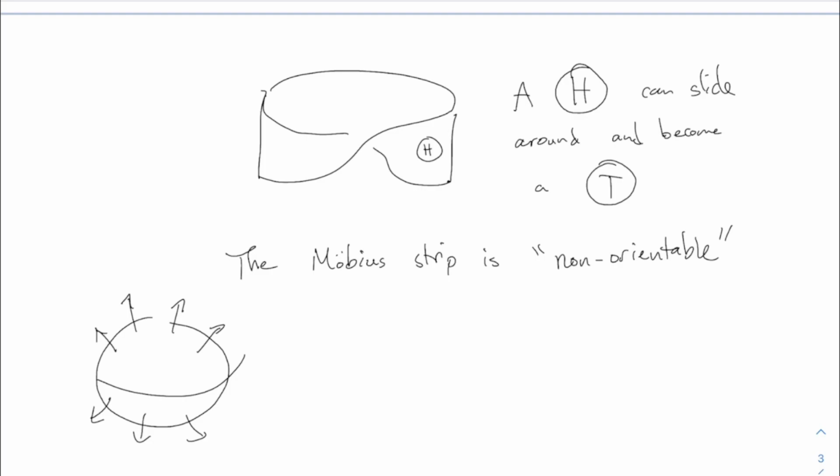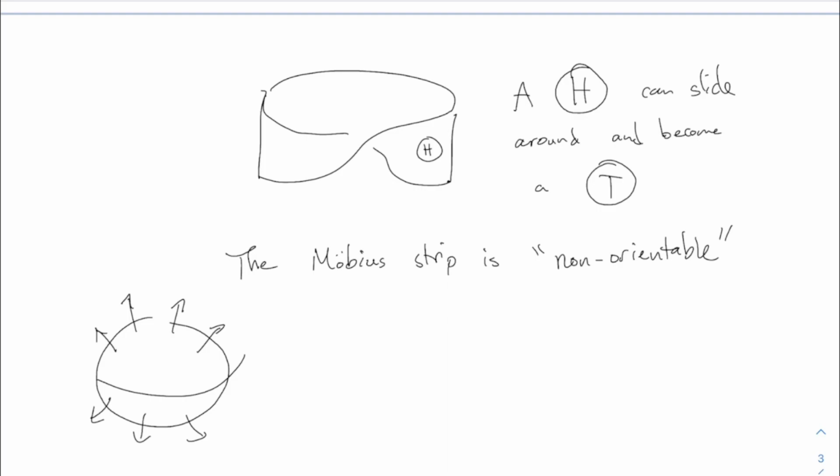Wait, I don't understand how it could become the tail side. Is that just because the head's pointing out on the inside? So it doesn't actually flip over. I'm not sure what you mean. Like a clear coin, we would see the tail on the outside, but it would still be like the tail was up against the surface of it.